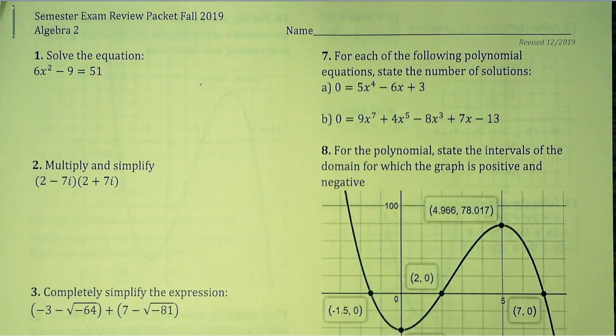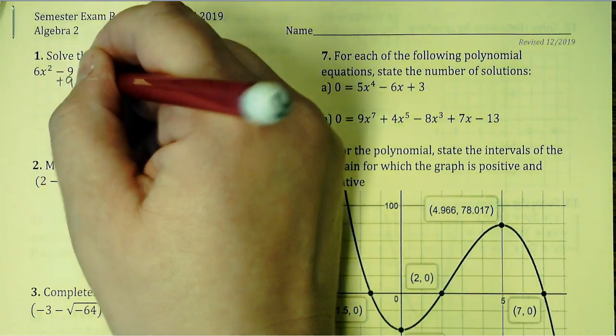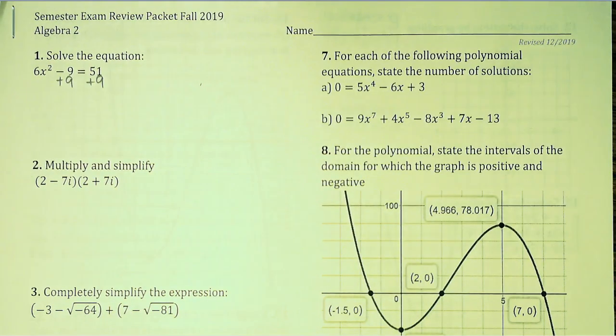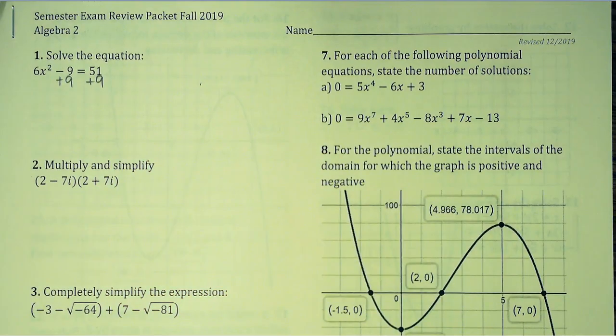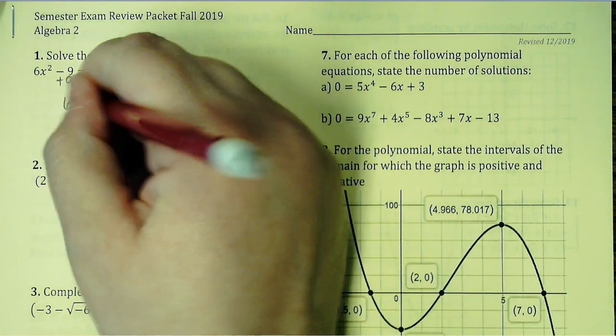So our first question, we're just going to solve this equation. I want to get x by itself on one side. So first thing I'm going to do is go ahead and add 9 to both sides, and that's going to give us 6x squared equals 60.